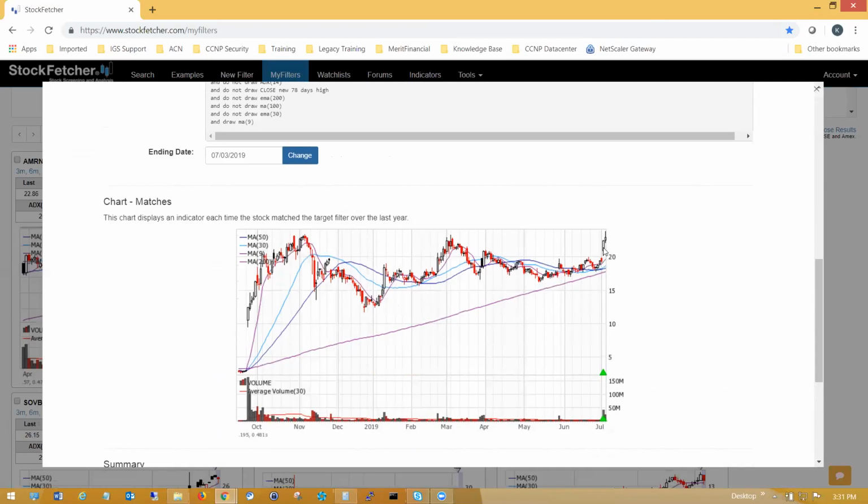On July, you wait for a pullback of this one. As long as the pullback doesn't create the pocket, you're good on this one. But it's kind of a trend, how do I call it? It doesn't move, it's just moving sideways. It is a stock that moves kind of sideways, like it's between 16.